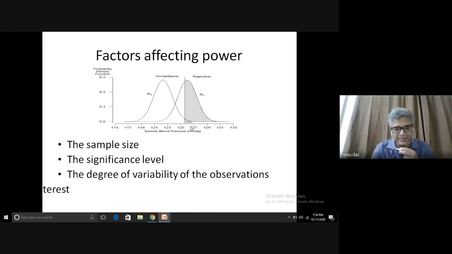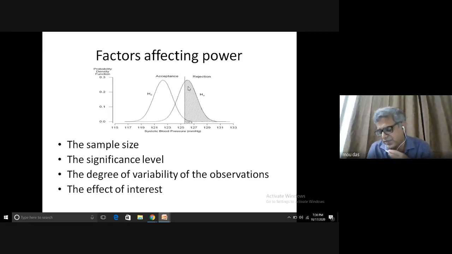And finally, power increases with the effect of interest. Just the same. We have taken it as 50 in the earlier example, and it is 55. Say our population for the alternative hypothesis had a mean value of 60.